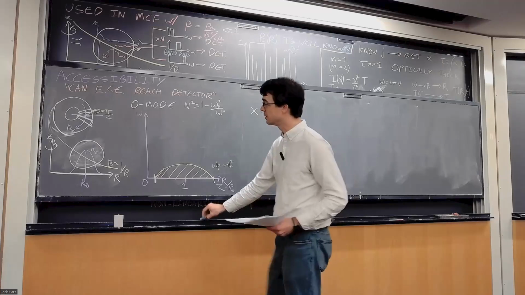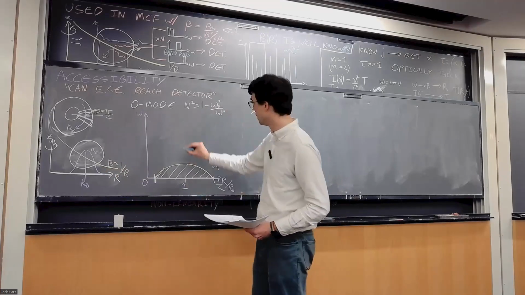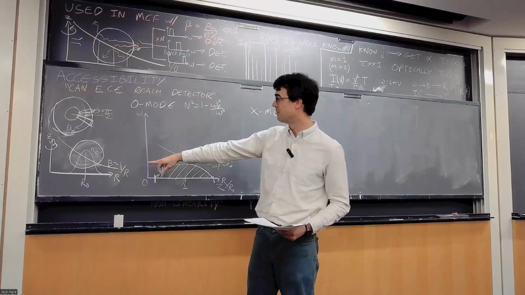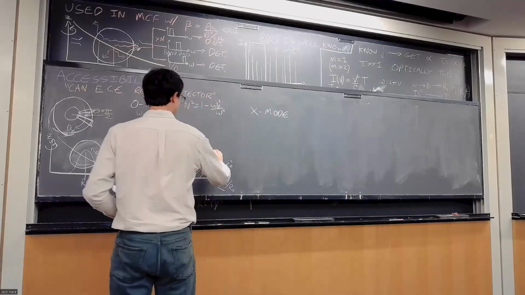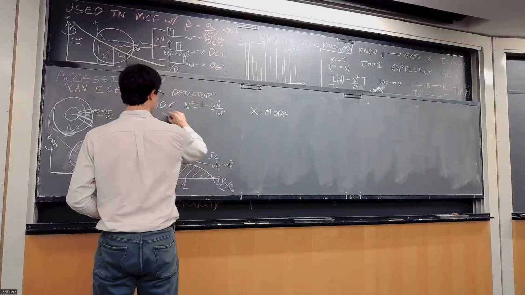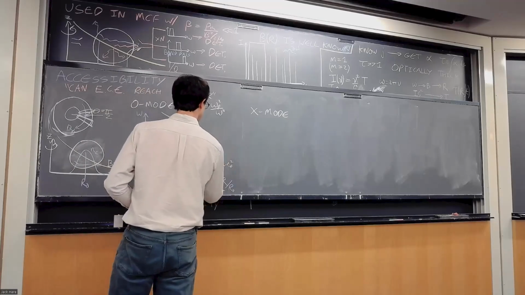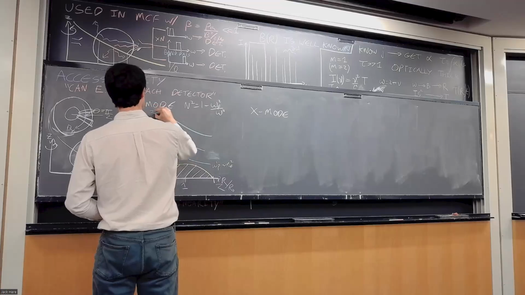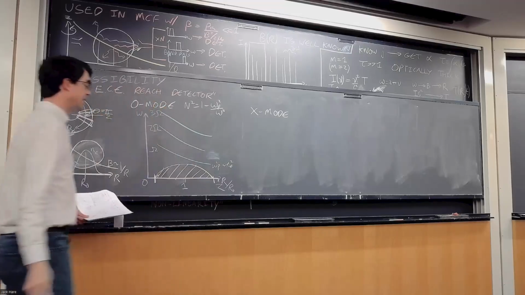Okay, what about the cyclotron harmonics? Well, they go as magnetic fields, and they also go as 1 upon r. So this is maybe the first harmonic, the second harmonic, the third harmonic. Let me just label these a bit better. Omega, 2 omega, 3 omega, like that.